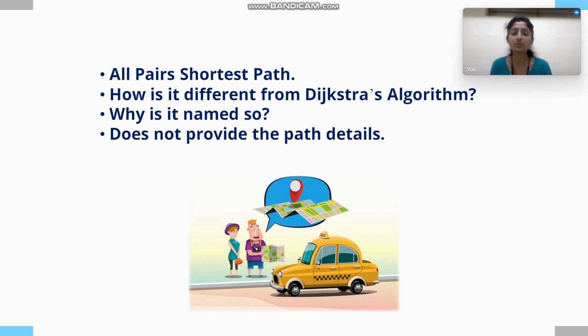Also, we need to note that it only provides the shortest distance between any pair of vertices, but not the path details. A slight modification will also give the path details, and for that we shall use something known as a successor matrix, which we shall be seeing with our example.